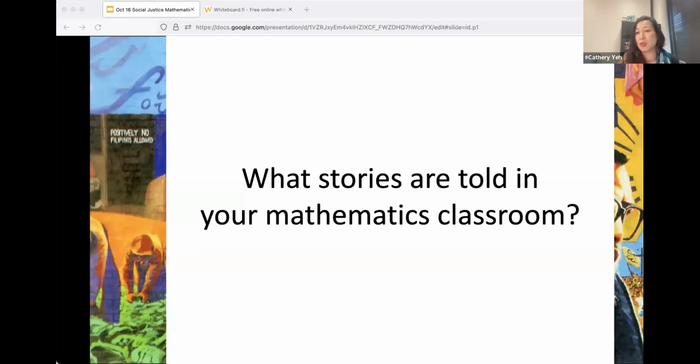We know that there's an importance of focusing on word problems and context-based problems. And we think about the homework that you're assigning to your students, the classwork you're doing, or even as a parent, what you're reading at home.